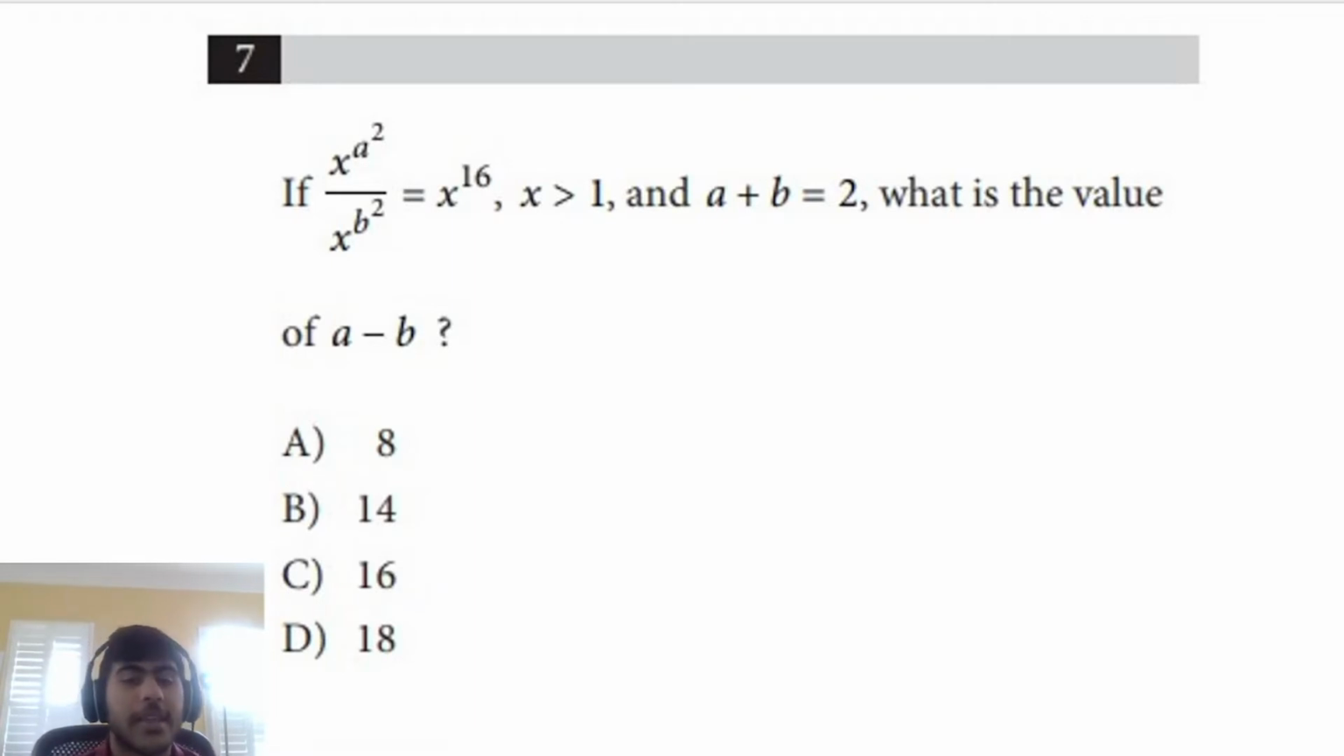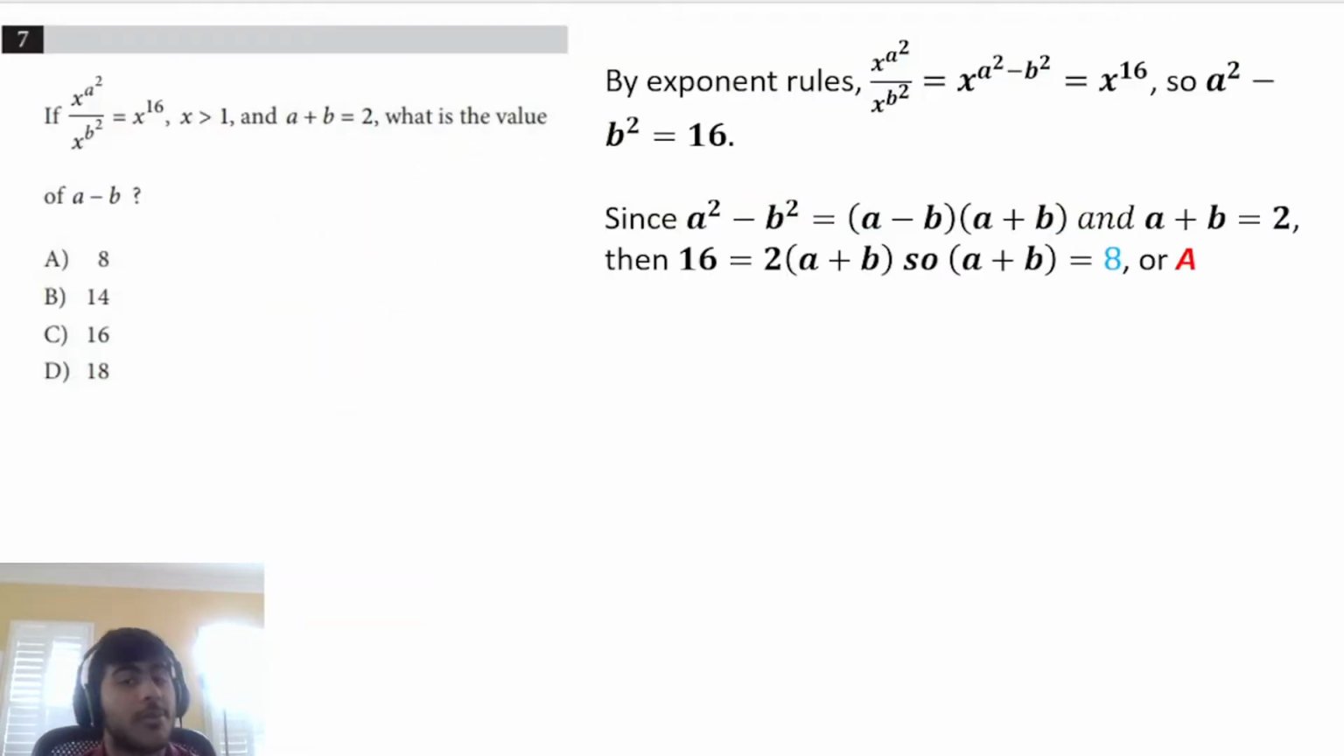If x to the a squared over x to the b squared equals x to the 16, for x greater than 1, and a plus b is equal to 2, what is the value of a minus b? Well, we can bust out our exponent rules here. So x to the a squared over x to the b squared equals x to the a squared minus b squared, which equals x to the 16. So a squared minus b squared equals 16.